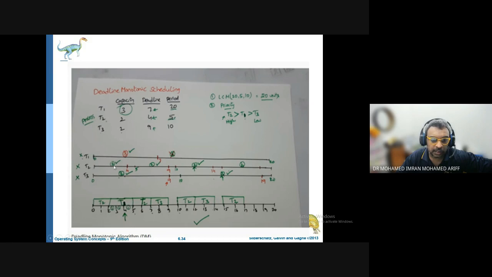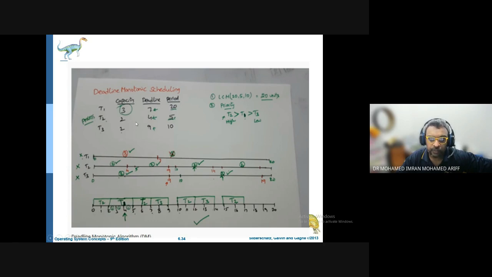T2, every 5, it processes 2. Every 5, it processes 2. Sorry, here. Every 5, it processes 2. T1, for every 20, it processes 3.